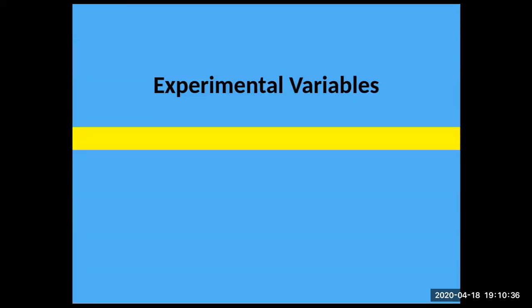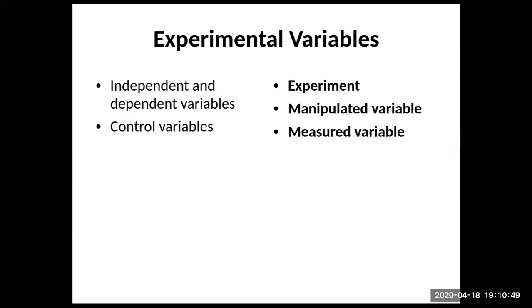In this case, variables tell us what it is that we're either measuring or manipulating or controlling for. So here, remember, we don't have predictor and criterion variables. We have independent and dependent variables, and we have control variables. In an experiment, we have manipulated and measured variables, at least one of each.